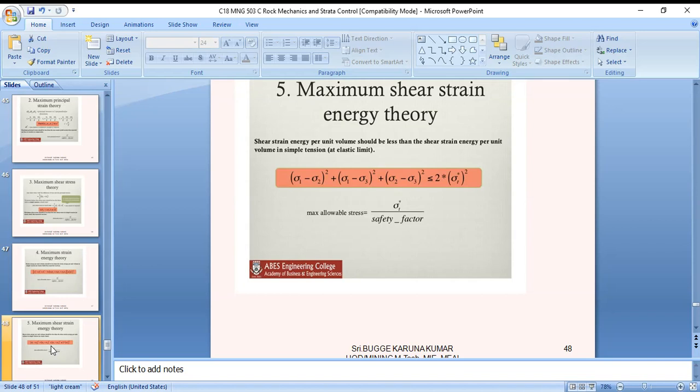And another, the maximum shear strain energy theory. As per the theory, shear strain energy per unit volume should be less than the shear strain energy per unit volume in a simple tension at elastic limit. That is, (sigma 1 minus sigma 2) whole square plus (sigma 1 minus sigma 3) whole square plus (sigma 2 minus sigma 3) whole square less than or equal to 2 into (sigma 1 star) whole square. So ultimately, the maximum allowable stress is the same.